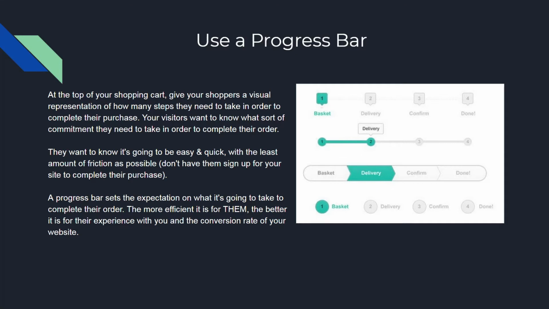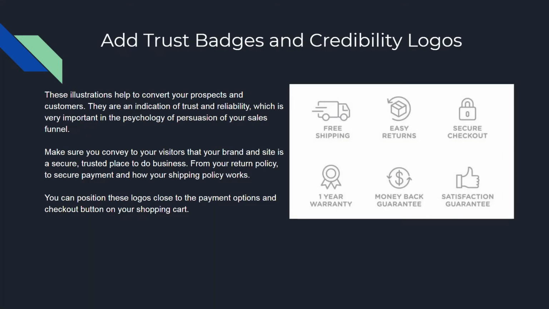and the conversion rate of your website. Now, another thing to include is adding trust badges and credibility logos. These are illustrations that help to convert your prospects and customers. They're an indication of trust, reliability and credibility, that kind of thing, which is very important to the psychology of persuasion of your sales funnel.